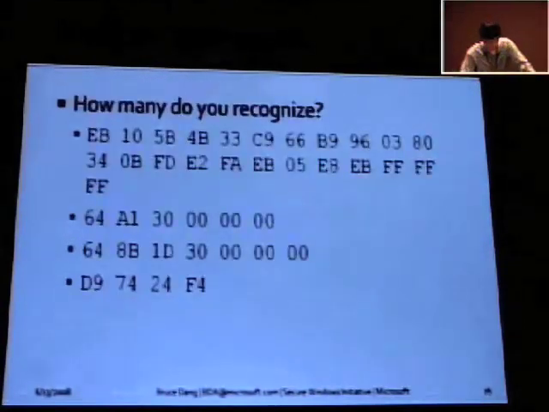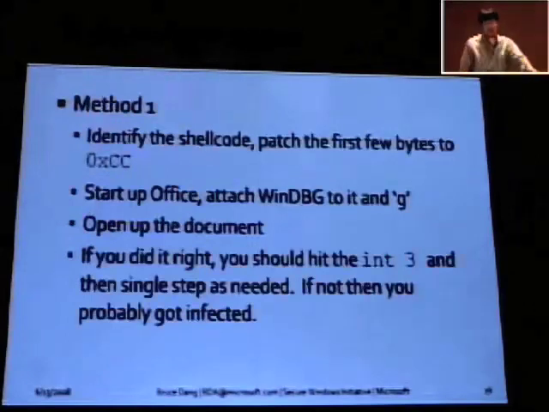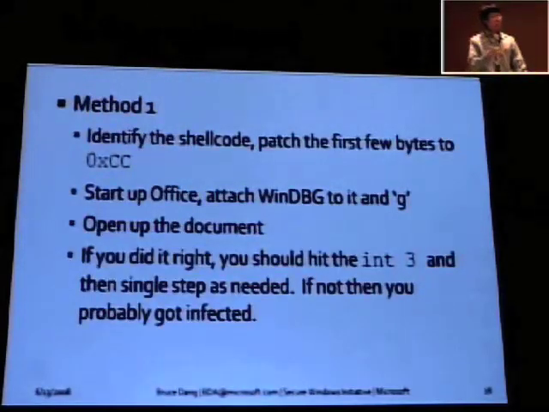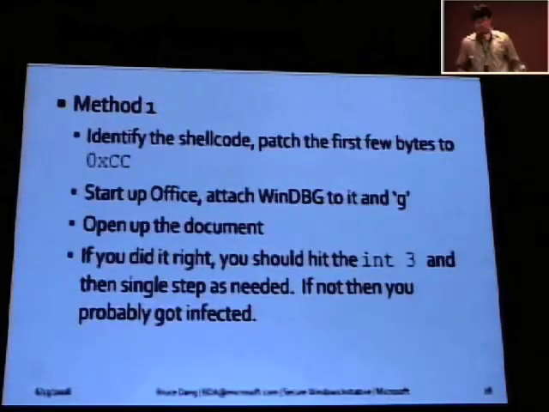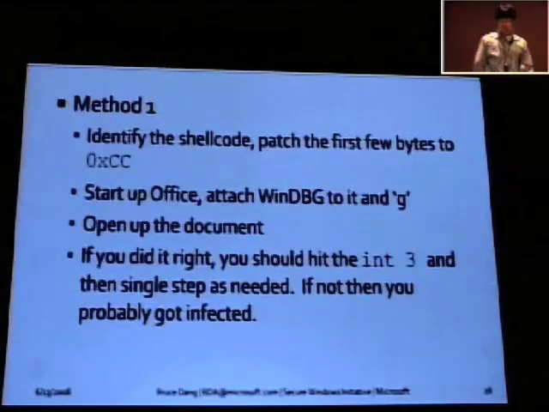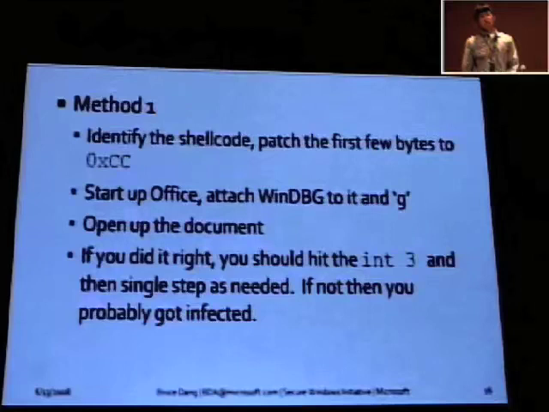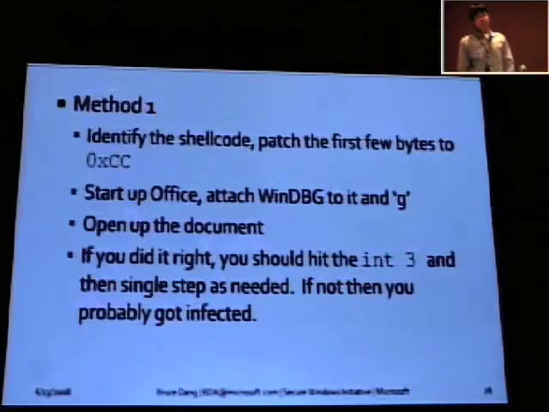All right, so method one is you open up the hex editor, you find the block that you suspect to be shellcode, and you patch the first few bytes with 0xCC, and then you start up Office and attach WinDBG to it. If you did it right, then you'll hit a breakpoint. If you did it wrong, then you probably got owned because the shellcode ran and you didn't know it.